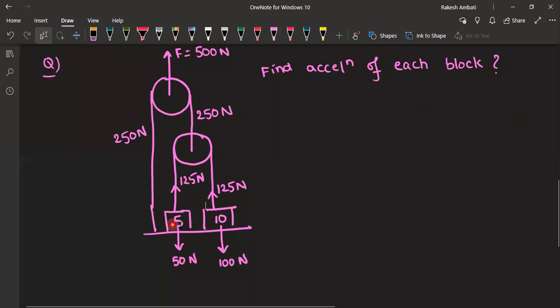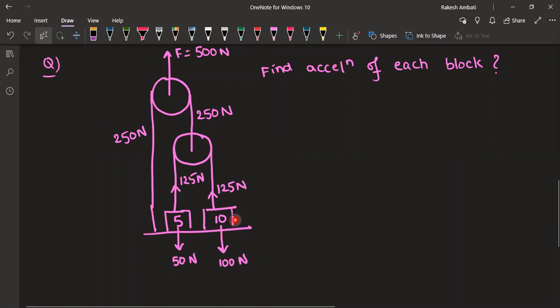In the case of the 5 kg block, to lift it we minimally require 50 Newton force. But in this case, the lifting force is 125 Newton. So this 125 Newton is sufficient to lift the 5 kg block.